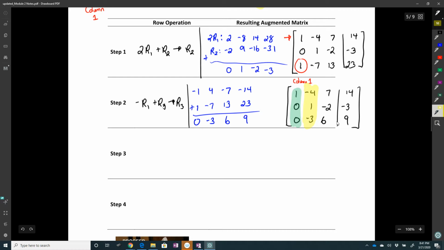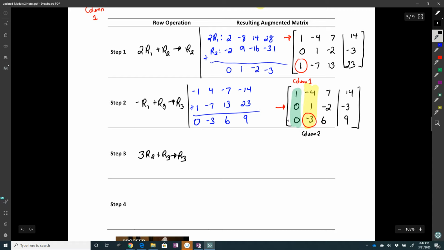Usually that's the order you go. If you did the one on top on the exam, I didn't count it off, because technically it's still correct. Okay, so now I'm in column 2. So now I'm going to use row 2 to change it. So the opposite of negative 3 is positive 3. 3 row 2 plus row 3 becomes my new row 3.